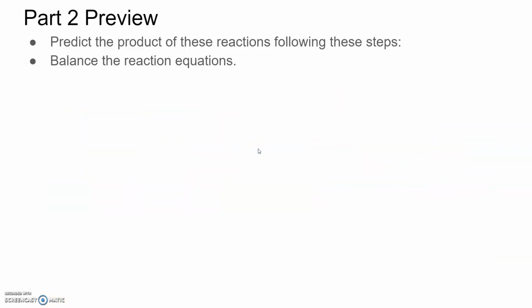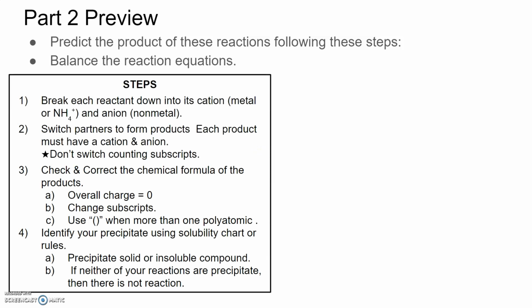So I want to preview what you're going to cover in part 2. First, you're going to start by learning how to predict the products of these reactions. These are the steps that you're going to follow. You're going to break each reaction down into its cation and anion.